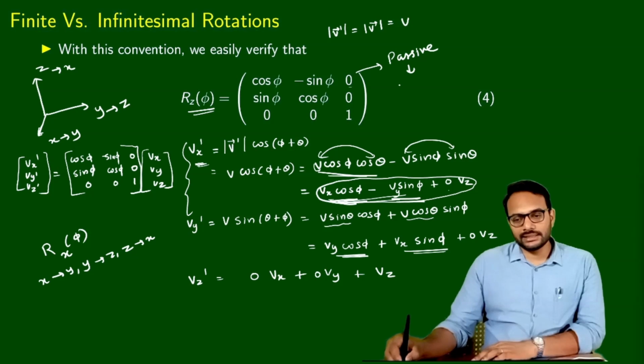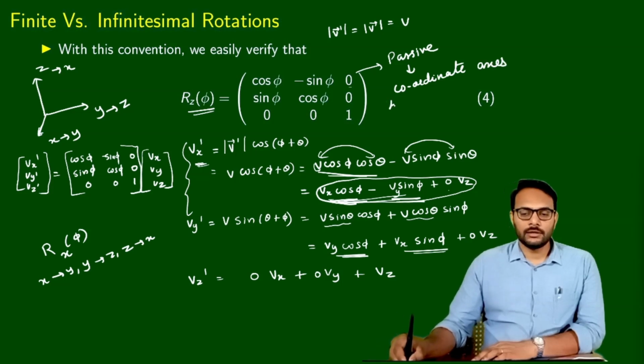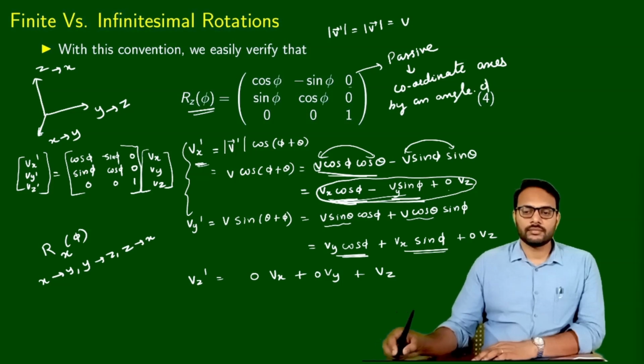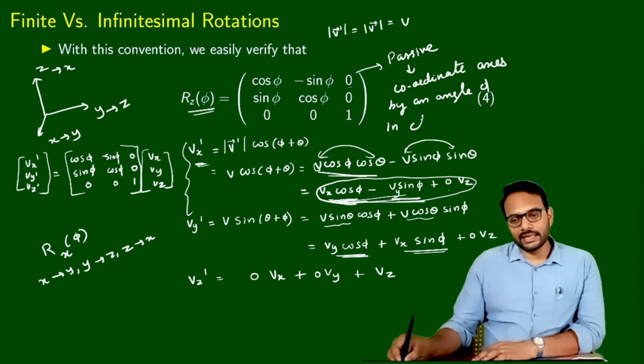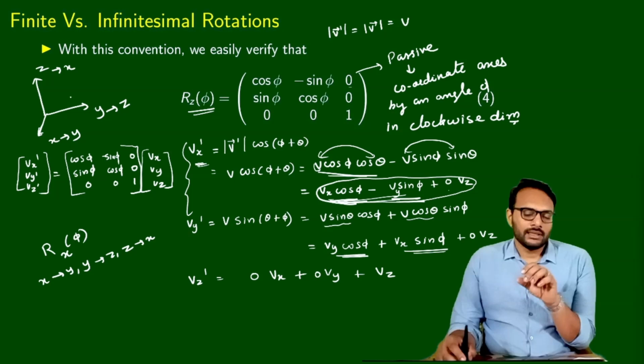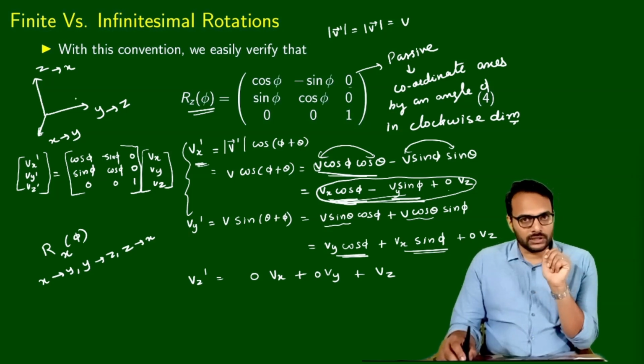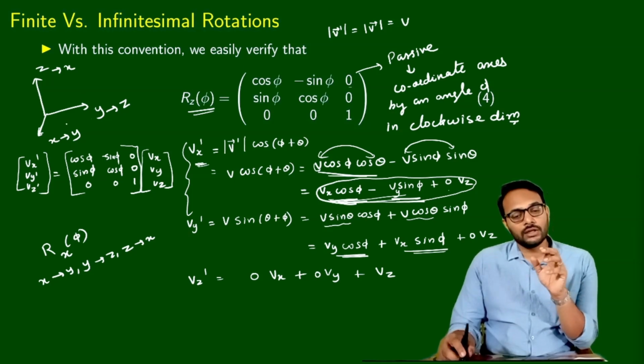In the passive viewpoint, this is the rotation matrix of the coordinate axes by an angle phi in the clockwise direction. So it's clear that a rotation of the vector itself in the counterclockwise direction by an angle phi is mathematically equivalent to a rotation of the coordinate system by an angle phi in the clockwise direction.